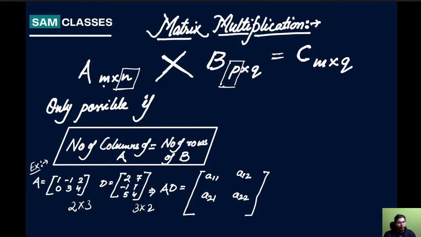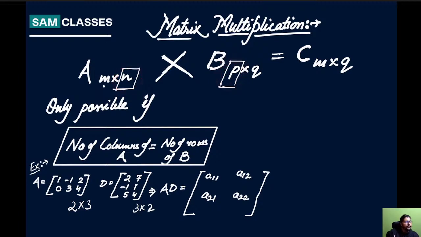Okay, now matrix multiplication. Very, very important. What is the rule? The column of the first should be equal to the row of the second. These two have to be equal. Then only we can multiply.